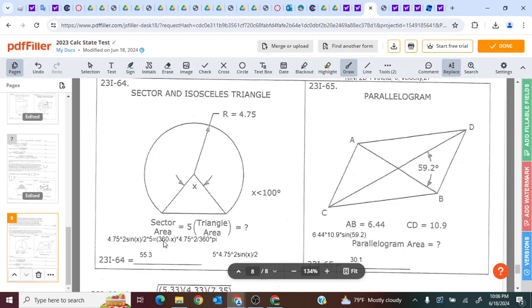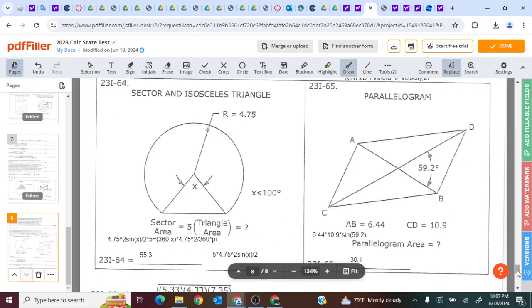And then that is equal to 360 minus x. The entire circle is 360 degrees. So you're figuring out what percentage of the circle is not included or is included in this giant sector. There's a divide by 360 over there to turn it into a percentage of the circle. Then you multiply it by your circle area if it was a full circle, so 4.75 squared times pi. And if you do that, you'll get an x value of around 78.9, I believe. And then you simply plug that back into the triangle area and multiply it by 5 and get 55.3.